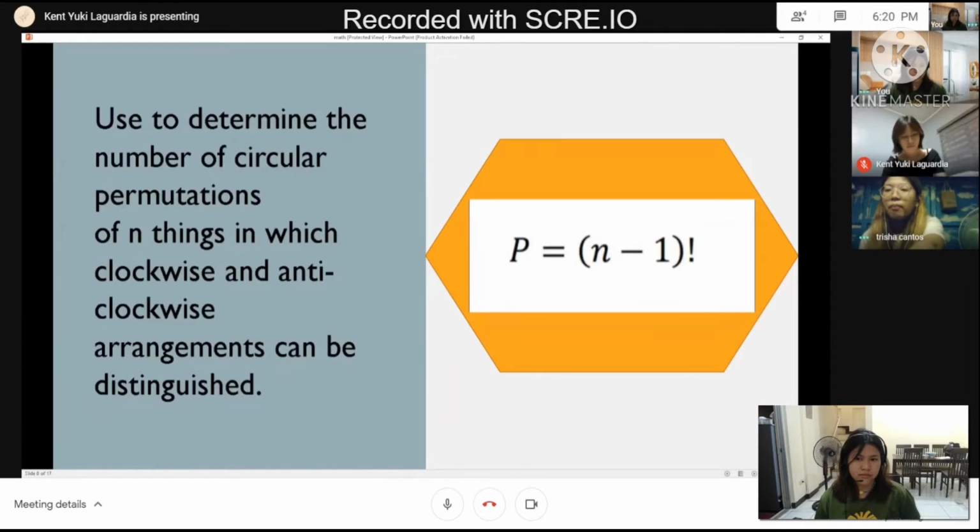Number 6. Used to determine the number of circular permutations of n things in which clockwise and anti-clockwise arrangements can be distinguished. The formula is P equals n minus 1 factorial.